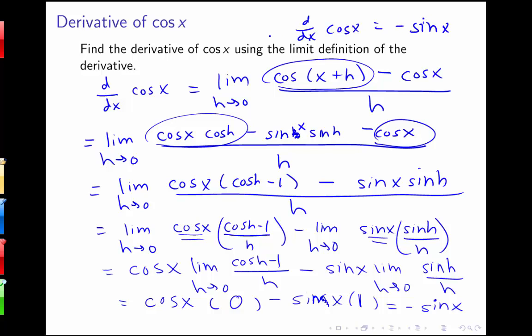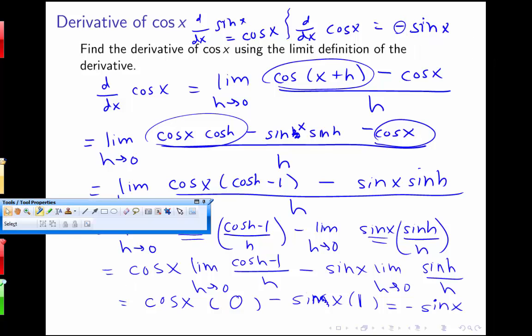So the derivative of sine is positive cosine, and the derivative of cosine is negative sine. And we saw by doing the proof where this negative sign was coming from. It was coming from this identity here being different than the addition identity for the sine function.